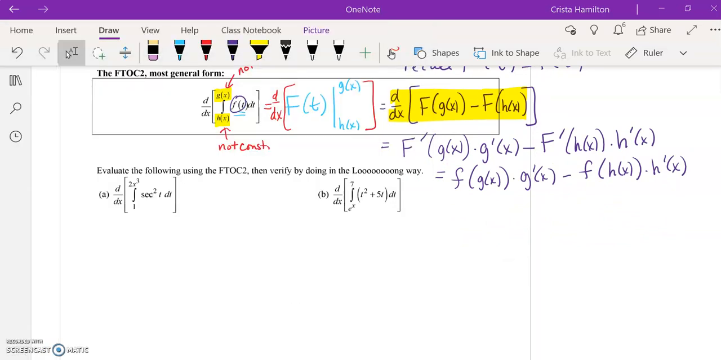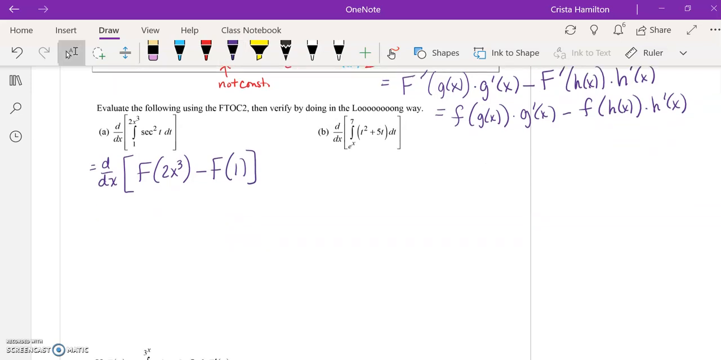We don't want to do the long way, which is actually finding the antiderivative. For each of these, I want you to think of it in a kind of loose fashion and say what we're trying to do is to take the derivative of an antiderivative with the top bound plugged in, minus an antiderivative with the bottom bound plugged in.